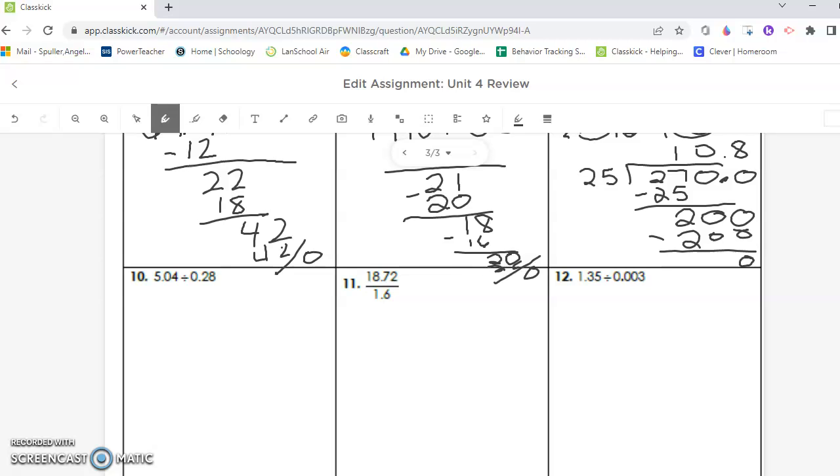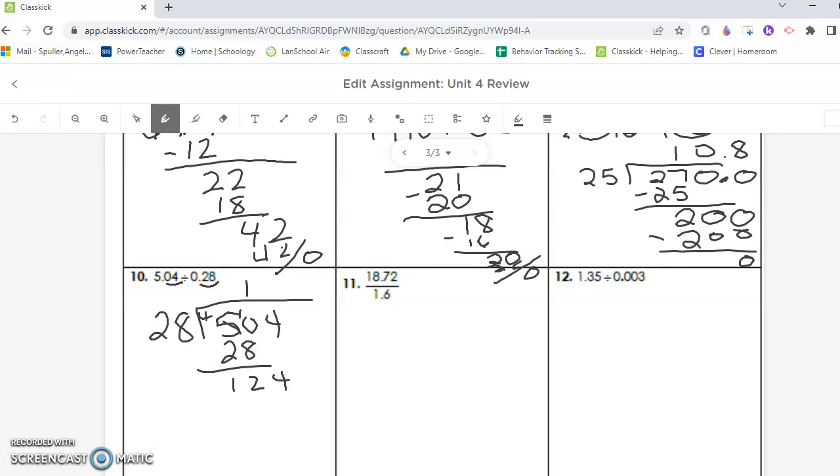All right, for number 10, you should have moved this one 2 places, which means you should have moved this 2 places. So 28 is now going to divide into 504. Well, I know I can go in there 1 time. If I subtract that, I get 124 now.